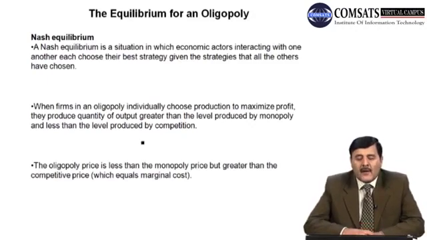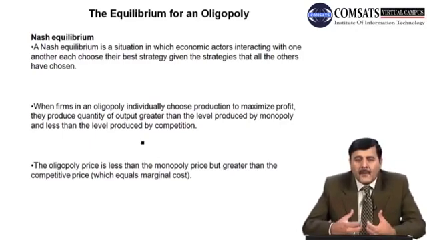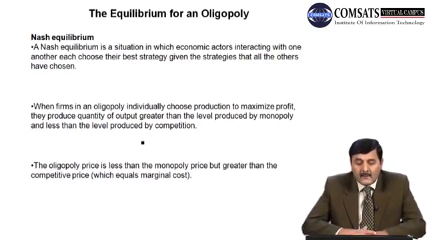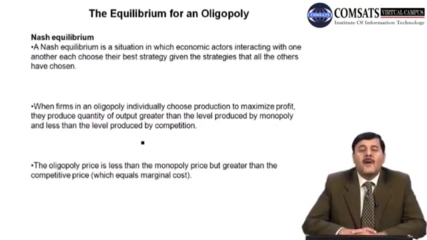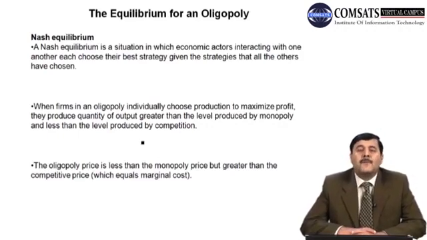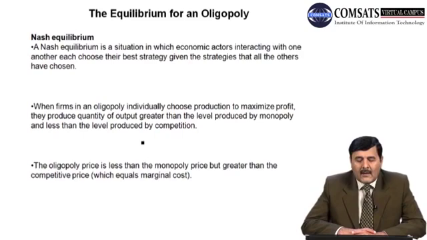So if that is the situation, that kind of situation is known as the Nash equilibrium. So when firms in oligopoly individually choose production to maximize profit, they produce a quantity of output greater than the level produced by monopoly and less than the level produced by competition, right? So what we can understand from this paragraph is that जब कोई एक oligopolistic firm individually without cooperating produce करती है in order to maximize their profit, that quantity would be greater than, of course, the level of output produced by a monopolistic firm and less than that produced by the firm under competition, right?